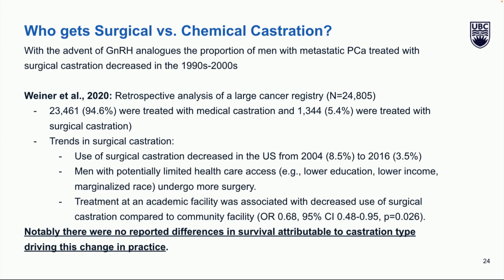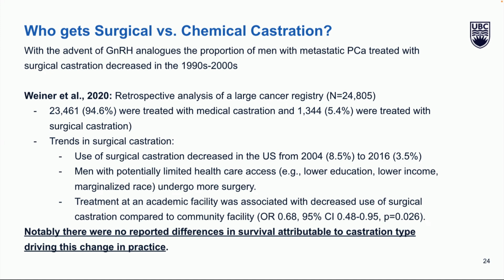So now that we have these newer developments of chemical castration strategies, the trend for surgical orchiectomy has changed over the last decades, from the 1990s to the early 2000s to now. In a recent publication by Weiner and colleagues, they used a large US-based cancer registry of over 24,000 patients to assess what the trends of surgical and chemical castration have been over these last few decades. What they reported was the use of surgical castration actually decreased from 8.5% in 2004 to about 3.5% in 2016.